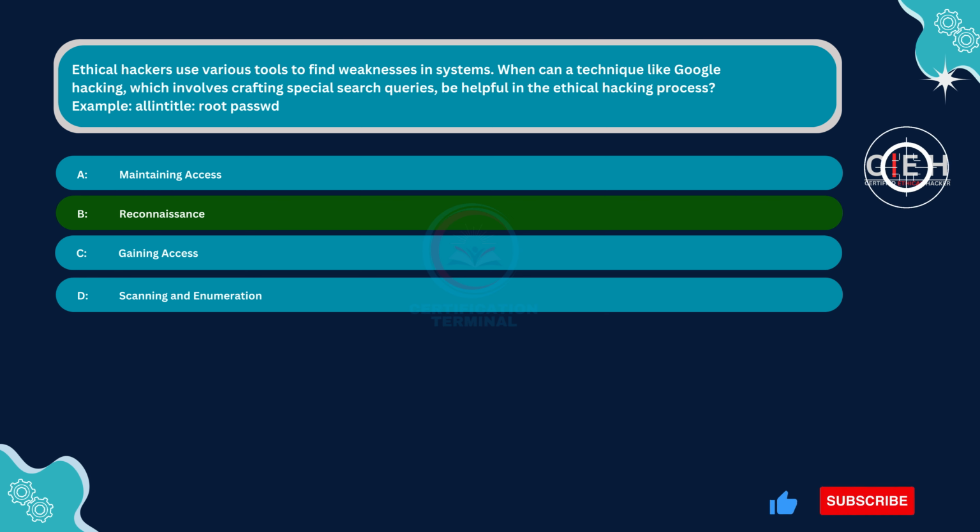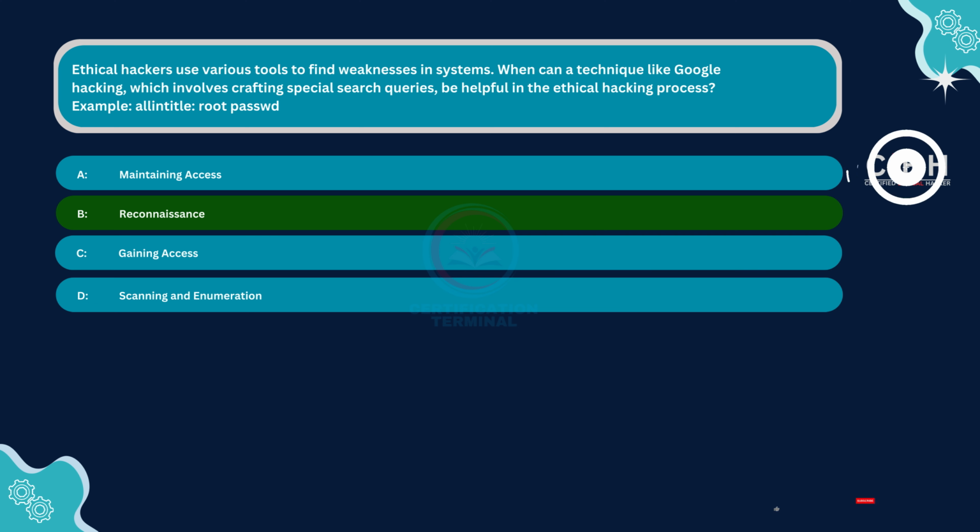Reconnaissance is the initial phase of the ethical hacking process, where information gathering and analysis are conducted to identify potential targets and gather information about them.